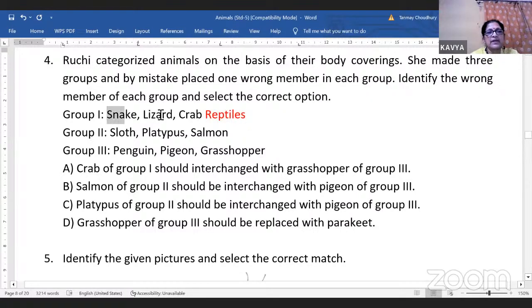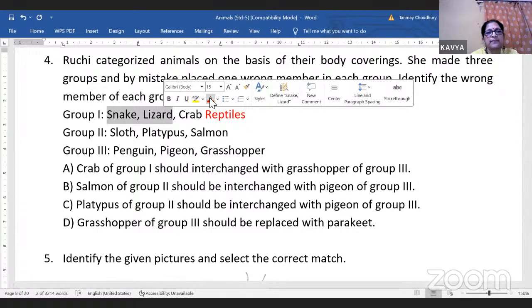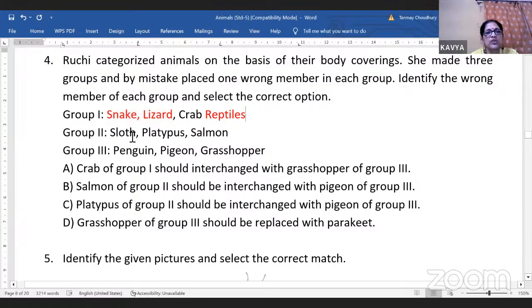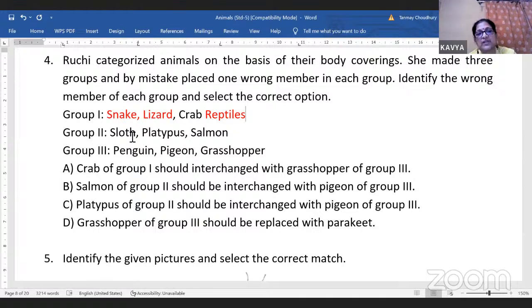Here, snake and lizard are reptiles. But crab is not, so this has been placed by mistake. Sloth. Sloth is a bear, just like we call it a sloth bear. That black bear which you have seen in zoos is known as a sloth bear.